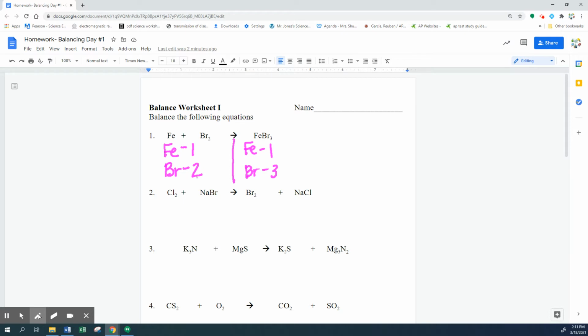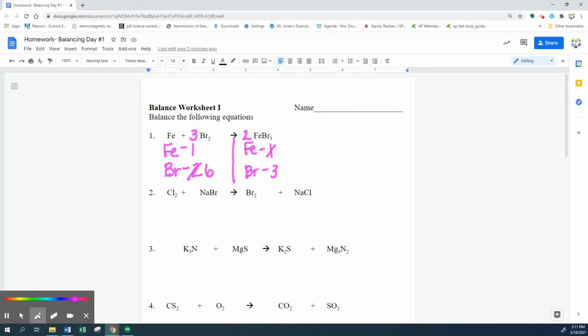The lowest common multiple, or the smallest thing that both of them go into, is 6. So I want to make this 6. What times 2 is 6? The answer is 3. So I'm going to put a coefficient of 3 there. Going to give me 6 bromines. On the other side, I'm going to do the same thing. So I need 6 bromines. What times 3 is 6? So that's a 2. So I wrote 2 as a coefficient.